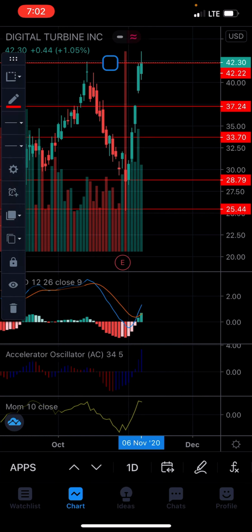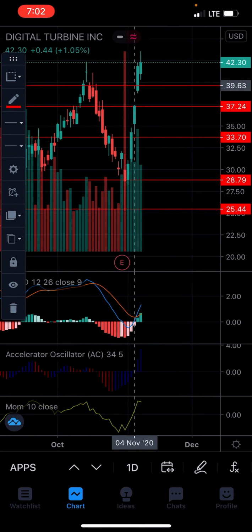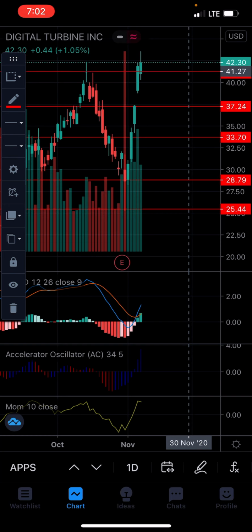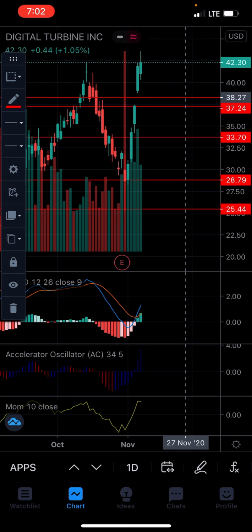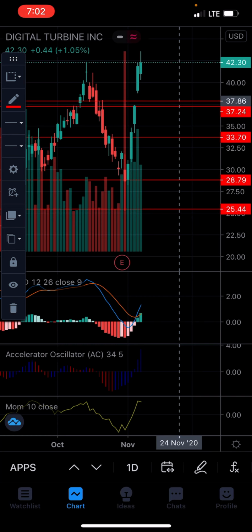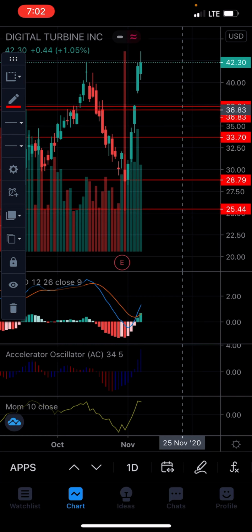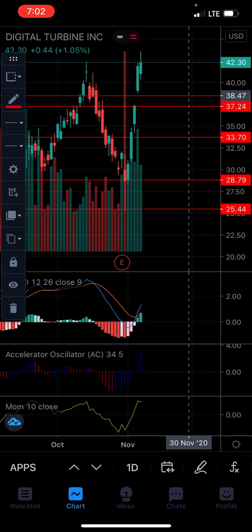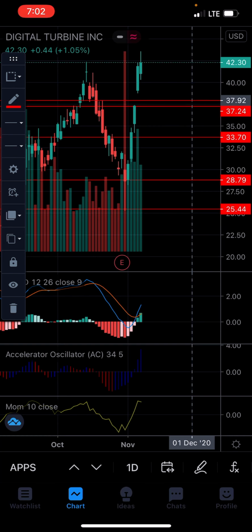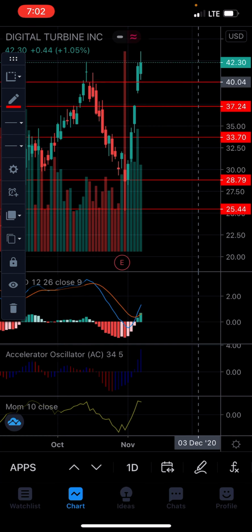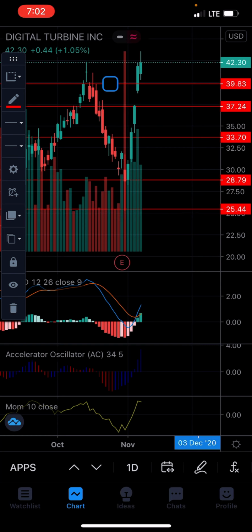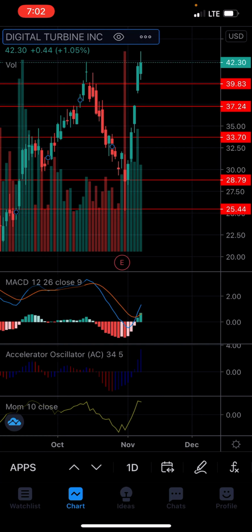But let me see if I can actually test this out. Move it real quick. Put this here. That gap actually might be filled. So this gap between 37 and 38, we ran up way quick, and we actually might come back and fill this gap, especially because we're on the day chart right now. So we might actually fill that gap. I'll set that price there.